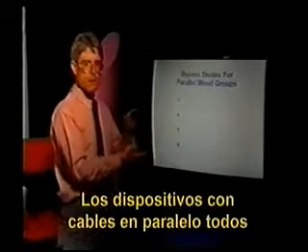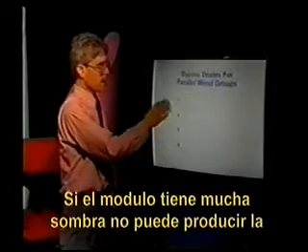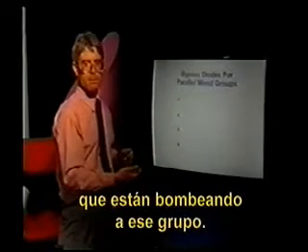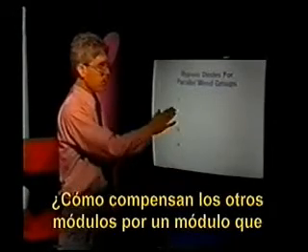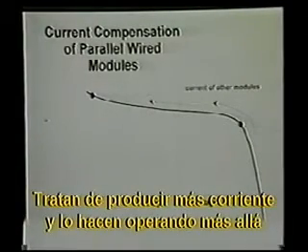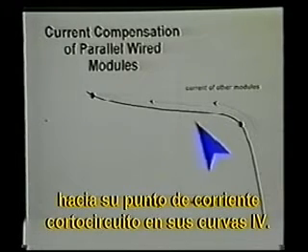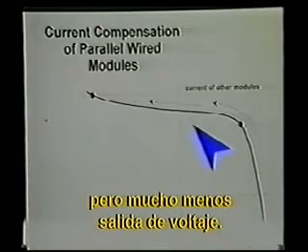Parallel wired devices all stay at the same voltage. If the module is severely shaded, it can't produce the current that's required by the other groups pumping into that group. How would the other modules compensate for a module that can't produce enough current? They would try to produce more current. How do they do that? They actually operate further towards their short circuit current point on their IV curve. That gives them a little more current output, but much less voltage output.